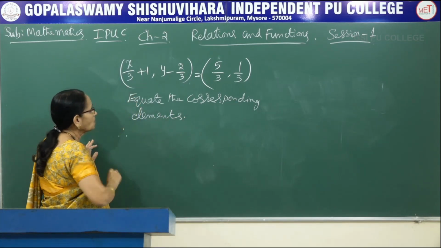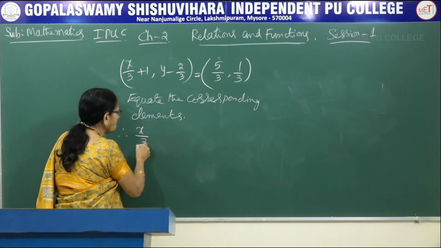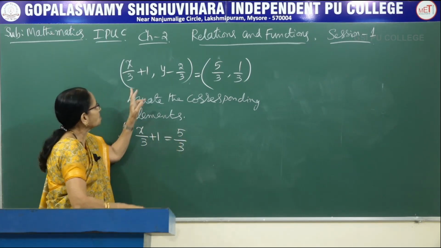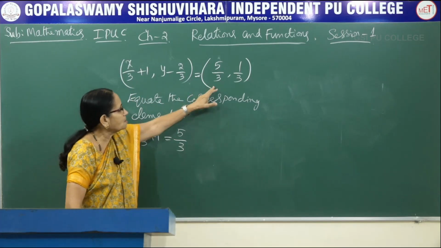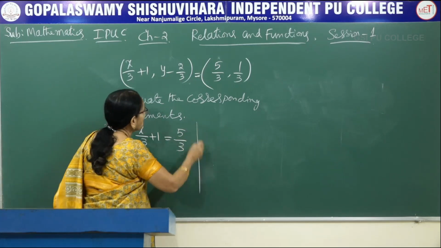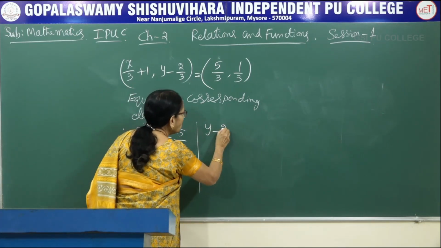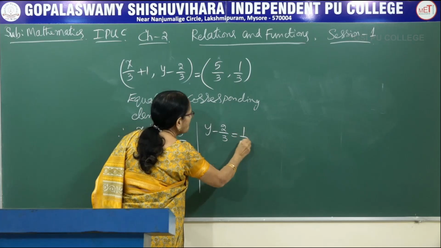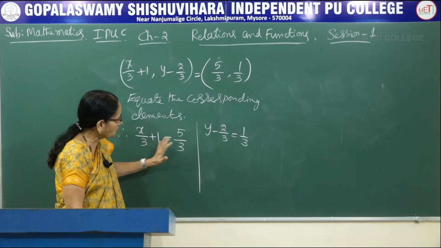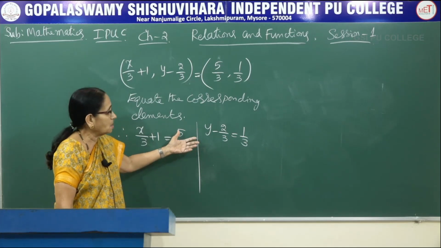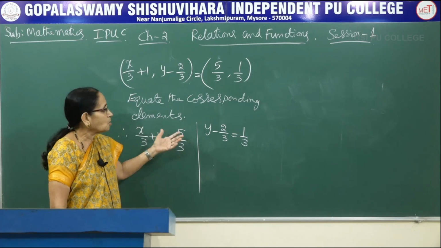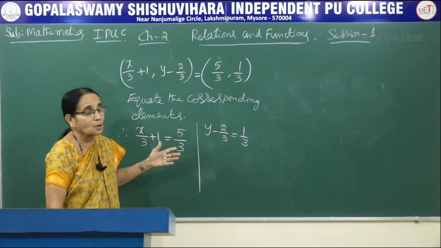Therefore, we have x by 3 plus 1 is equal to 5 by 3. This is the first element on the left hand side, this is the first element on the right hand side. Of course the other one also, let me equate: y minus 2 by 3 is equal to 1 by 3. You observe here both of them have rational numbers, that is fractions I mean. That means you have to simplify, you have to take the LCM for that one.